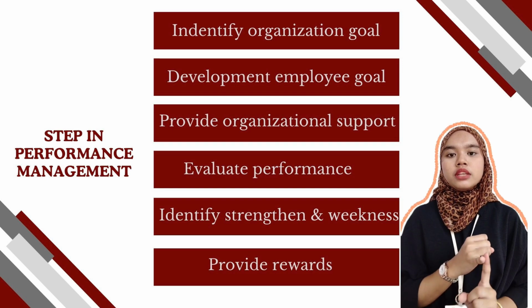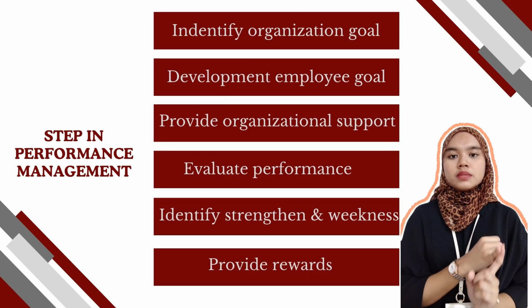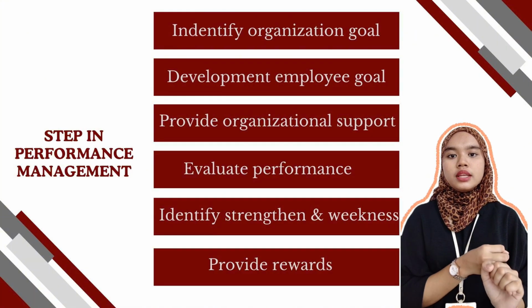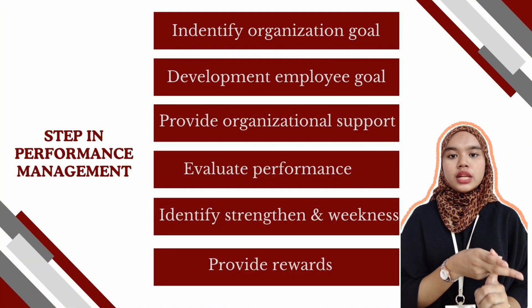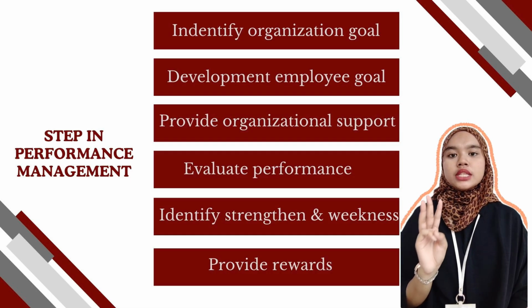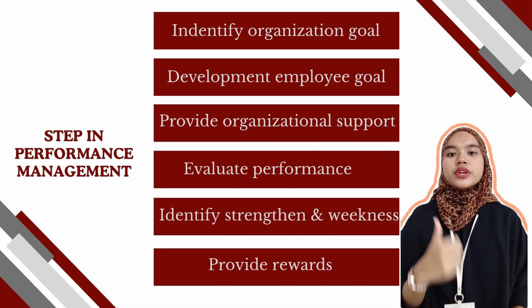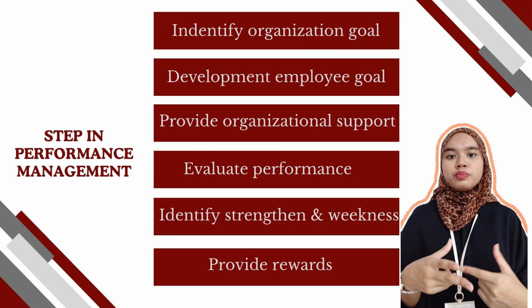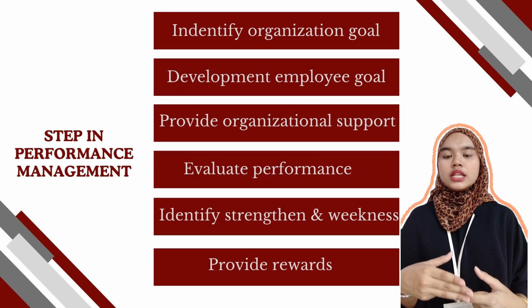The first one is identify organization goals. The process begins by identifying organization objectives and goals. These goals are a direction and ensure that everyone works toward the same purpose. Secondly, individual goals should align with organization objectives so that everyone can understand what is expected of them. The third, provide organization support that is necessary, such as training, guidance and feedback, so that it helps employees to perform their tasks effectively and achieve their goals.